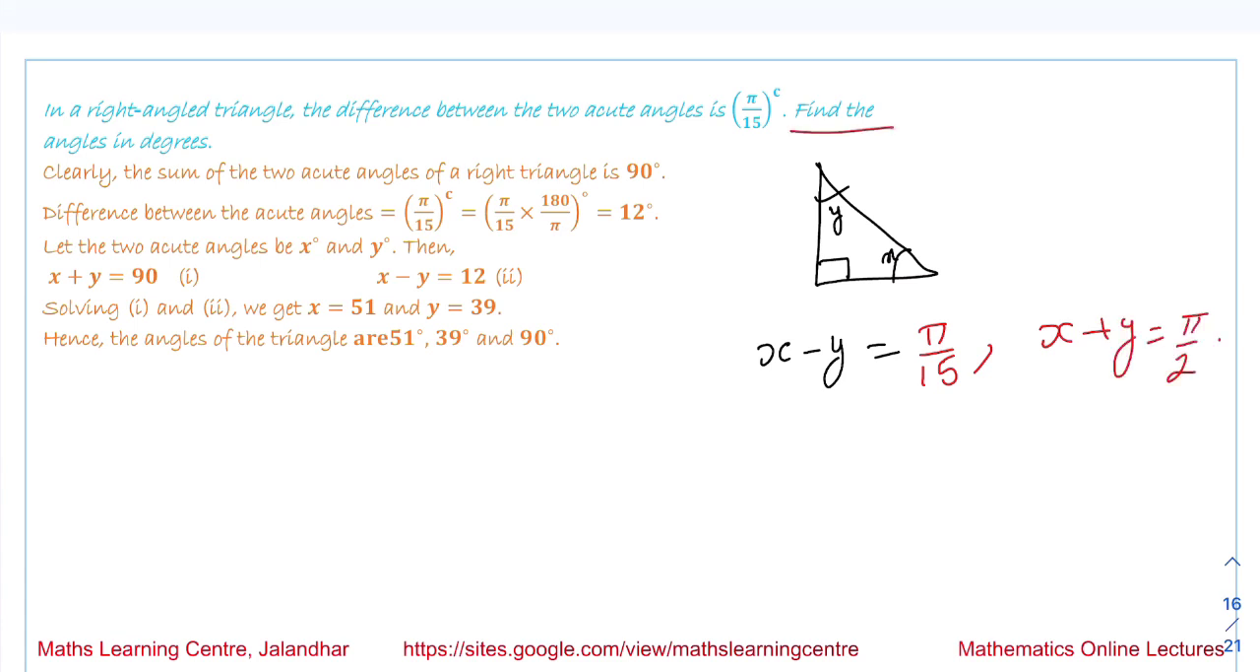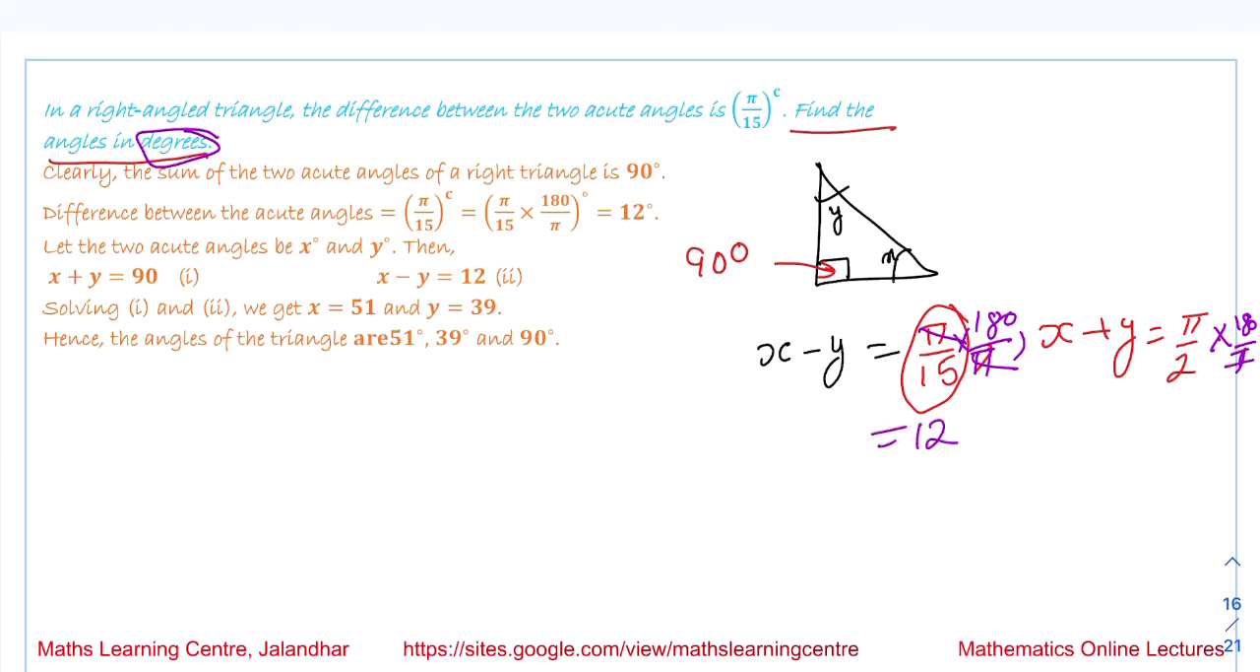So we have to find the angles in degrees. So this angle in degree is 90 degree. If we convert this value to degrees, we have to multiply it with 180 by pi, because we want the answers in degrees. So this pi gets cancelled and these two values get cancelled, and the equation will become equal to 12. Over here this pi gets cancelled and this value will become equal to 90.